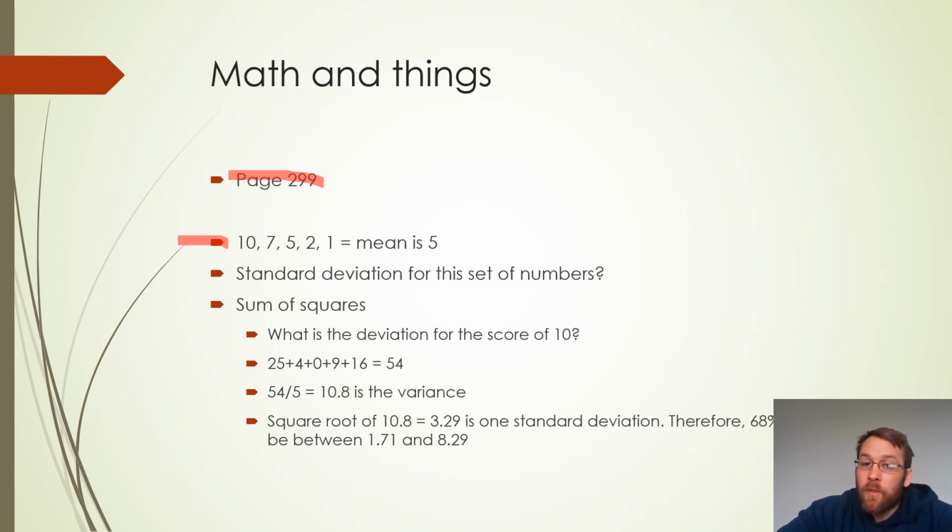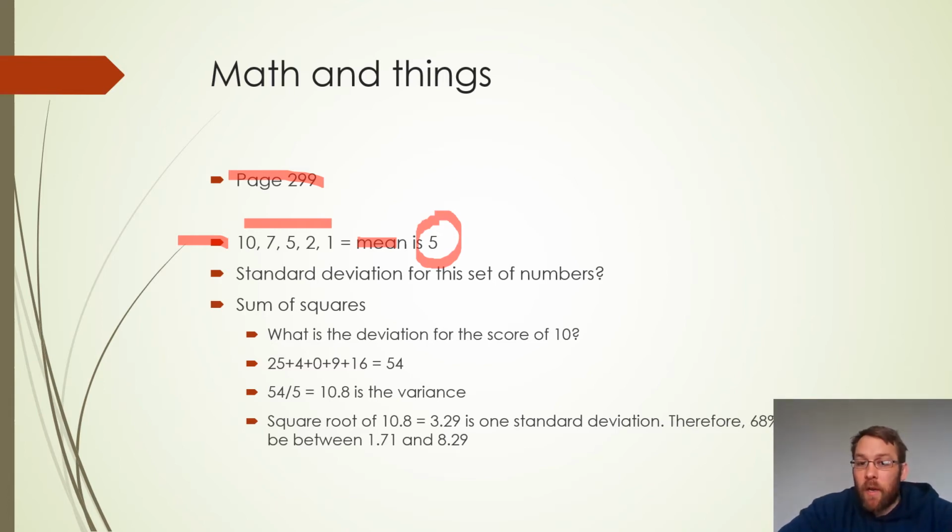So the first thing we want to do is find the mean, which is finding the average. We add all these numbers up and divide by 5. So 10 plus 7 is 17, plus 5 is 22, plus 2 is 24, plus 1 is 25. 25 divided by 5 numbers gives us an average of 5. Our mean is 5.